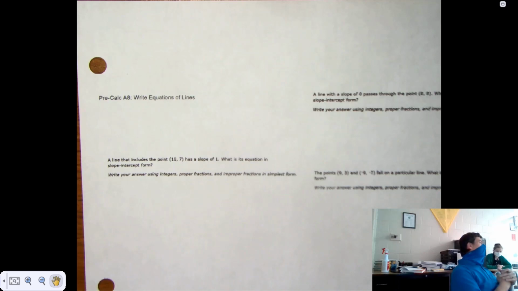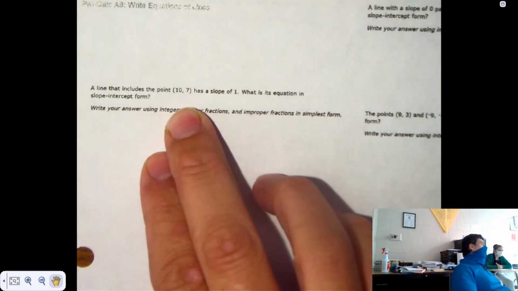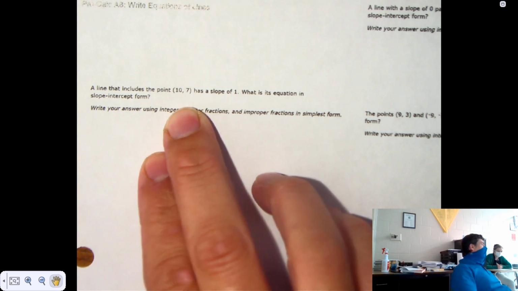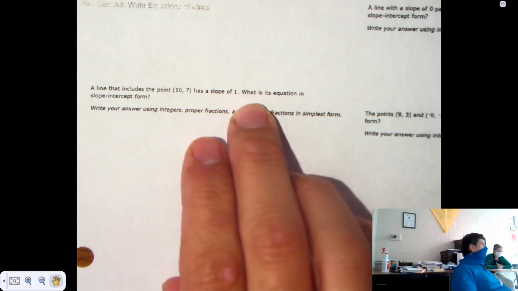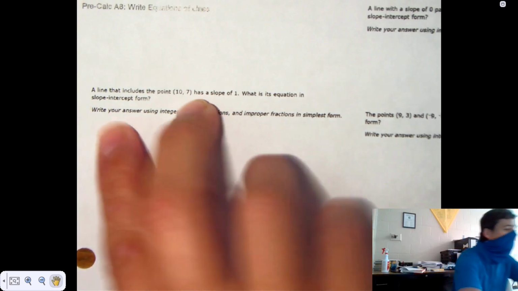I'm not going to teach it that way. Each one of these questions that's in A8 gives you a slope and a point. Isn't there a form that has the word point, slope in it? What's that form? Point slope form. So I'm going to teach you using point slope form.